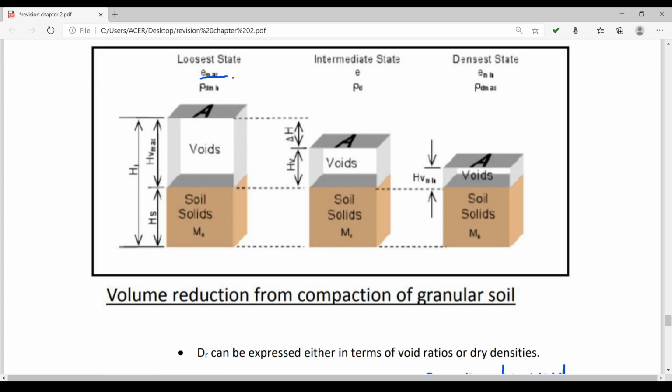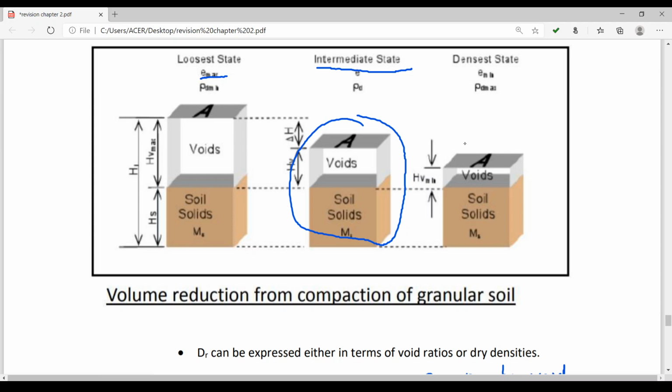Okay. Punta muna tayo sa intermediate state, also called your in situ state. Kapag sinabing in situ, ito yung nakukuhang result pagkahukay pa lang sa iyong soil sample. Ito yung nakukuhang results from your virgin soil sample.